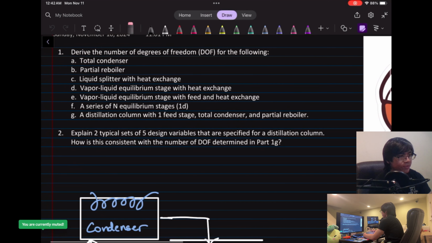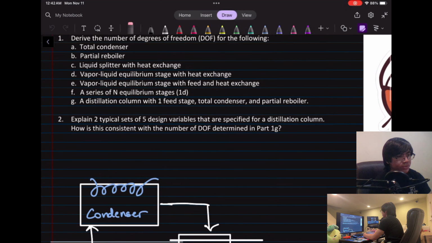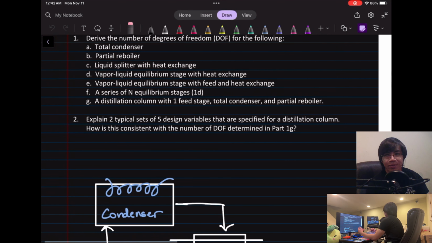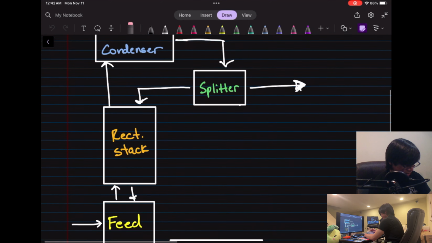And then for the second part here with the sections, there are typical sets of design variables. Eventually you'll see that the number of degrees of freedom for a column is 5. And those are the two sets hidden behind our mascots here. Well, my mascots, the plushies I have here on my desk. So yeah, let's just get into it.